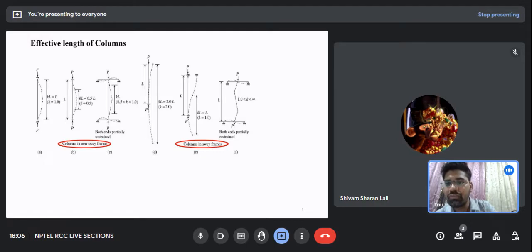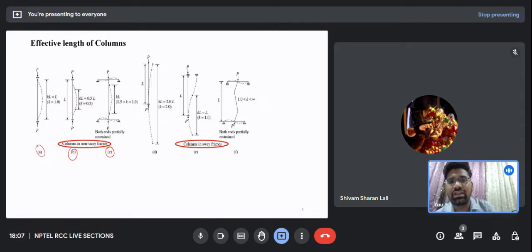So here I have classified these two forms, non-sway and sway frames. In the non-sway frames you can see none of the ends can sway, as you can see in the three cases A, B and C. In these three cases the supports which you are seeing here are in the form of fixed support, that is, this end cannot move. The first case is the hinged case, and in the hinged case we will have an effective length equal to the unsupported length.